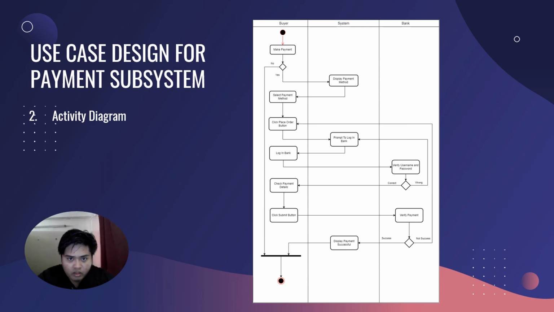So for the activity diagram, it starts with make payment. If the user doesn't want to make payment, it will just end. But if he does, then the system will display the payment methods. The buyer will select the payment method and click the place order button. After that, the system will prompt to log in to the bank, and the buyer will log in to the bank.